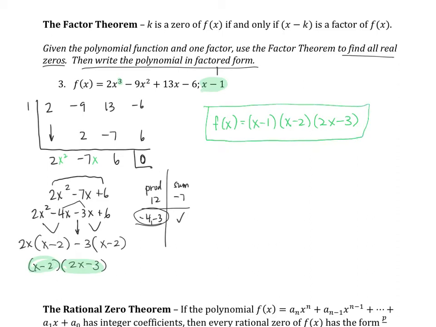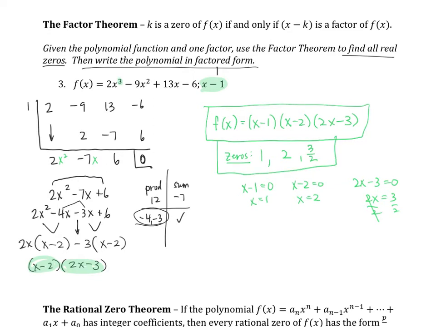And then it asks me to find all real zeros. So remember, each factor will lead to a zero. So x minus 1 equals 0 gives me a zero of 1. x minus 2 equals 0 gives me a zero of 2. And 2x minus 3 equals 0 gives me a zero of 3/2. So there are my zeros and my factored form of the polynomial.